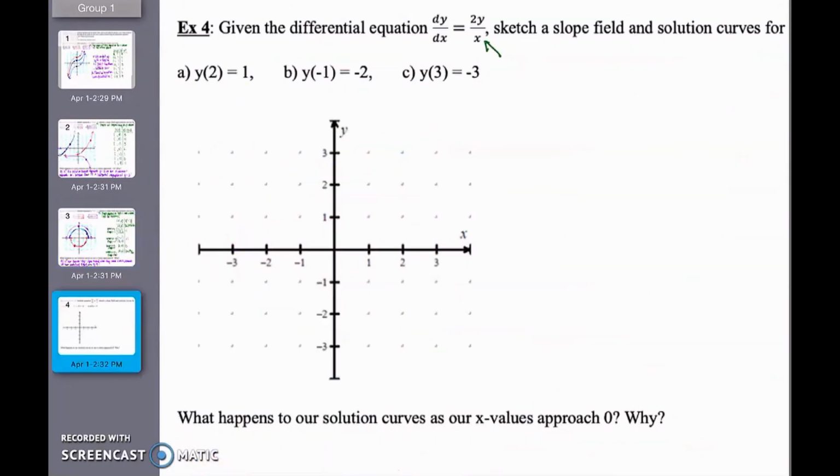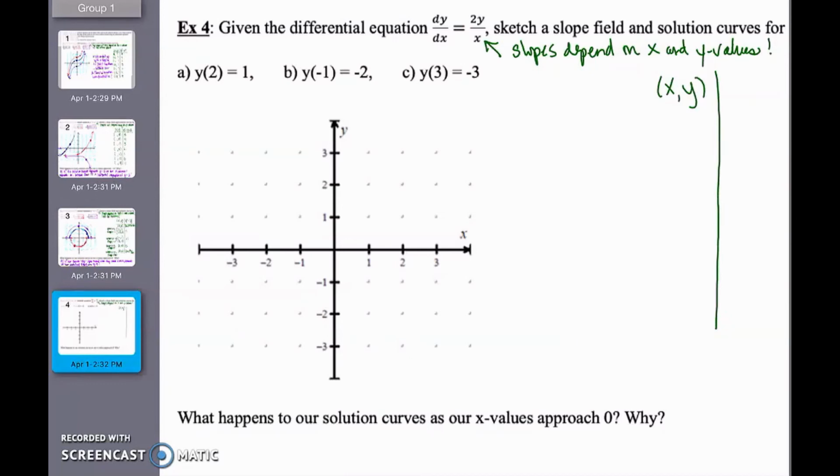Example 4 is our last example, and this is similar to example 3 in that our slopes, again, are going to depend on x and y values, which is going to make our table a little bit more challenging. But we're going to do the same thing that we did in the previous problem. We're going to look at our xy ordered pairs, and we're going to try to look for patterns to make our life a little bit easier. And here we know that our y prime, or our dy/dx, is going to be double the y value divided by the x value. That's going to be our slopes.